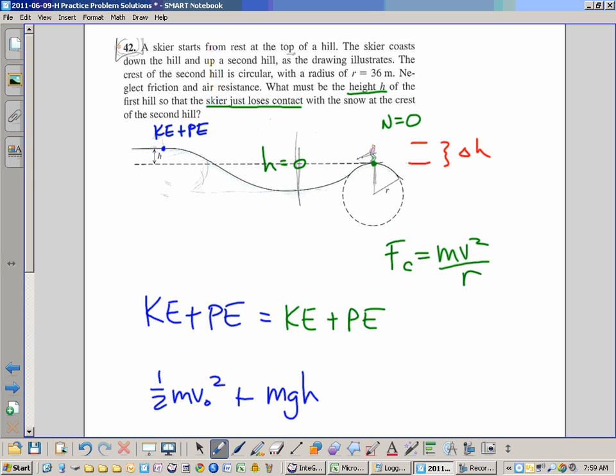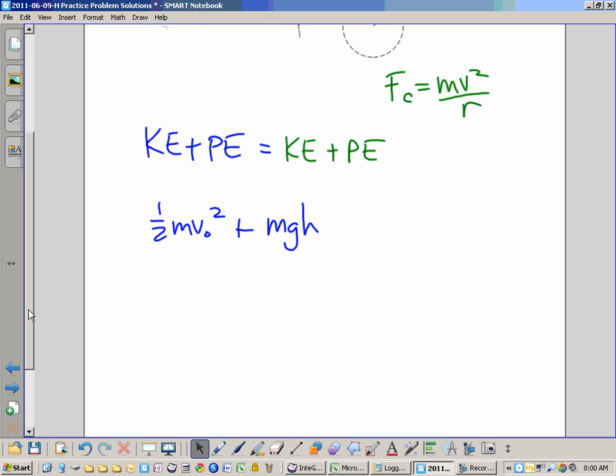H is equal to 0 there. Good. Okay? So in other words, his potential energy at the bottom is 0. His kinetic energy at the top is 0. All right? But we'll write all that out. So his kinetic energy at the bottom, 1/2 mv squared. And potential energy is mgh final. Okay? But that's just going to be 0.